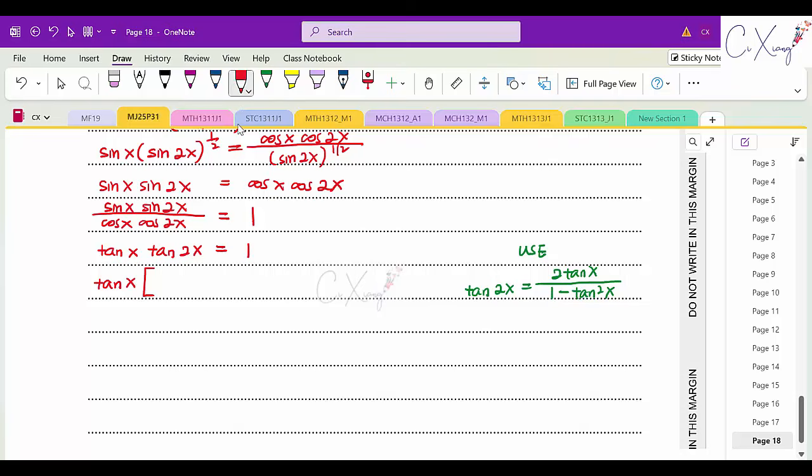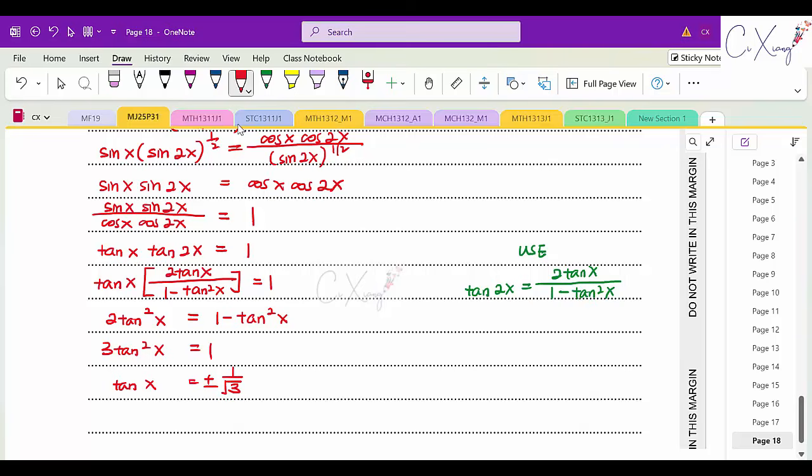Alright, okay, so I want to apply this formula so that I'm having 2 tan x divided by 1 minus tan square x equals to 1. Again, the denominator is very troublesome. I want to bring it to the other side. Then I multiply the numerator together. This is what I get eventually. Then 3 tan square x equals to 1. Tan x equals plus minus 1 over square root 3.